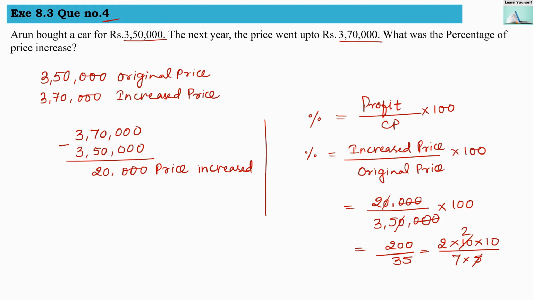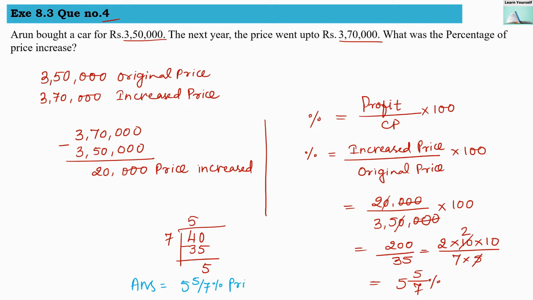So when we divide 40 by 7, we can convert it into a mixed fraction. So our answer here is 5 by 7 percent. So this much percentage the price has increased. So our answer will be 5 by 7 percent price increase.